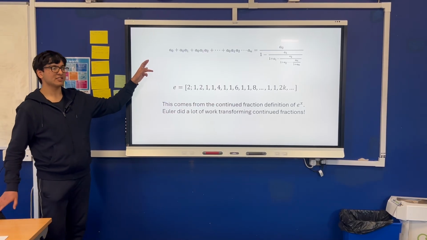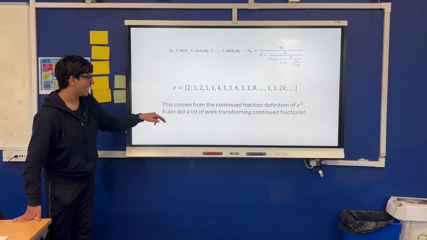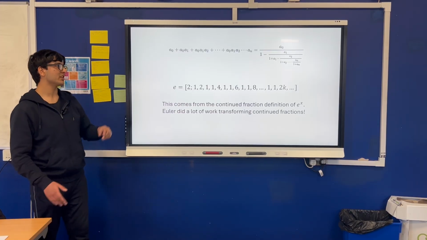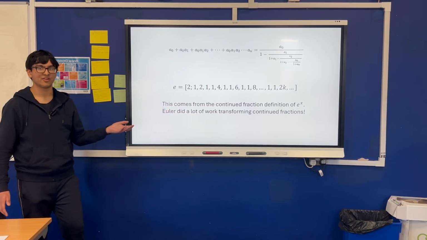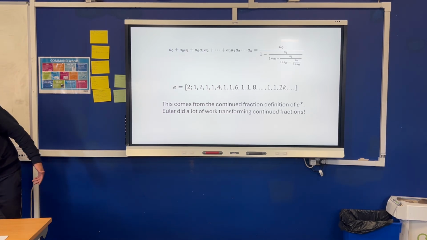Euler actually proved the top equation by induction, and this actually comes with a continued fraction of e to the x. So basically, Euler could convert a Taylor series into a continued fraction, and that's how you obtain a continued fraction of e. Is that really awesome? And that right there, my friends, is the end.